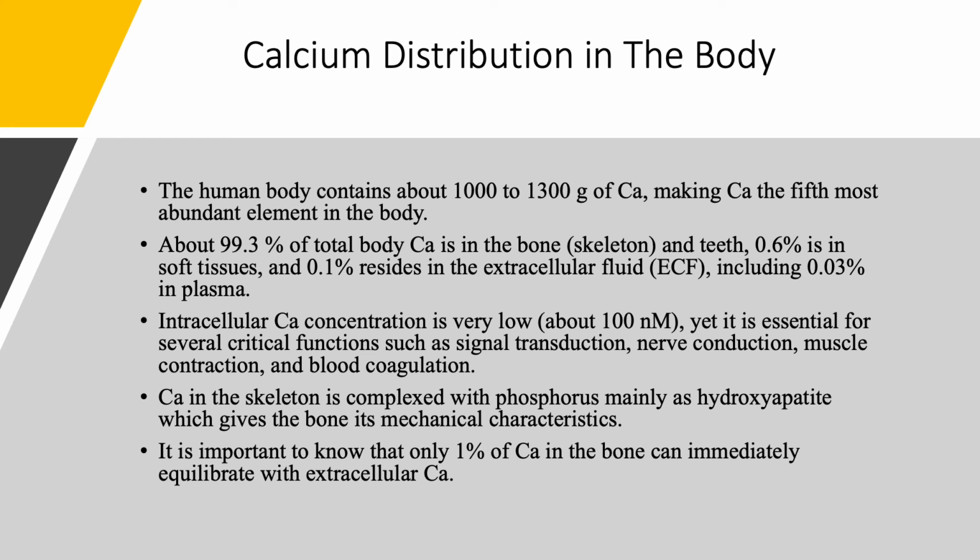Even though the amount is tiny, it's very critical for cellular function and nerve transduction, like we said before. Intracellular calcium is very low, 100 nanomoles, okay? And it is essential for muscle contraction, coagulation, etc. Now, in the skeleton, in the bone, and in the teeth, calcium is complexed with phosphorus, and it forms hydroxyapatite, and this gives the bone its mechanical strength. Now, only 1% of the calcium in the bone can immediately equilibrate with extracellular calcium, so the rest of it is not immediately available.